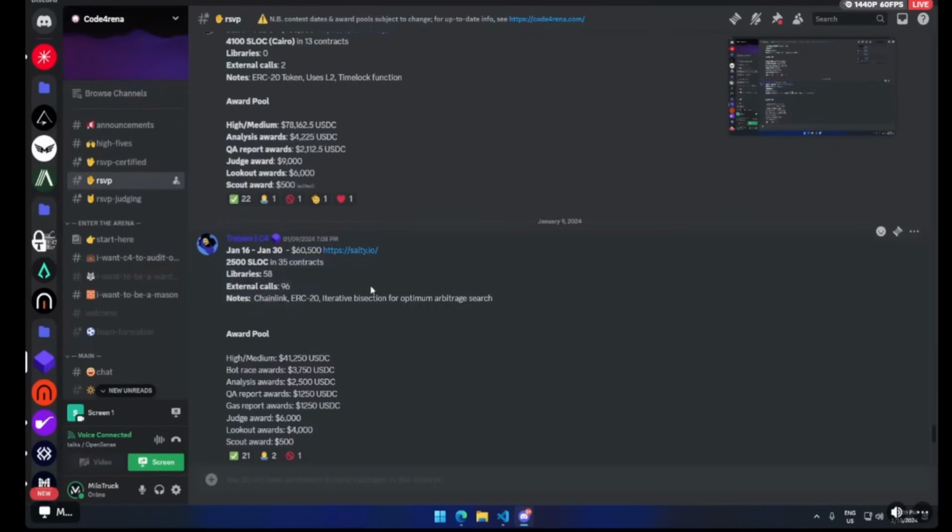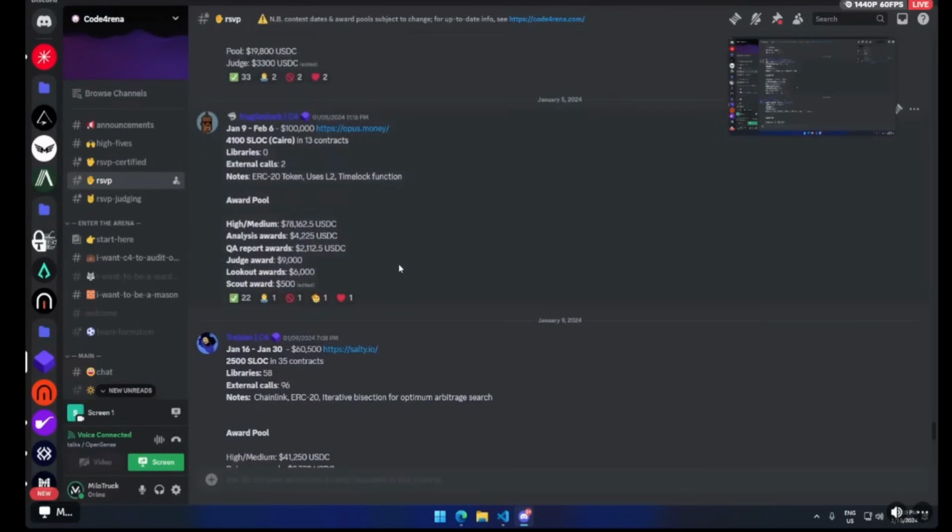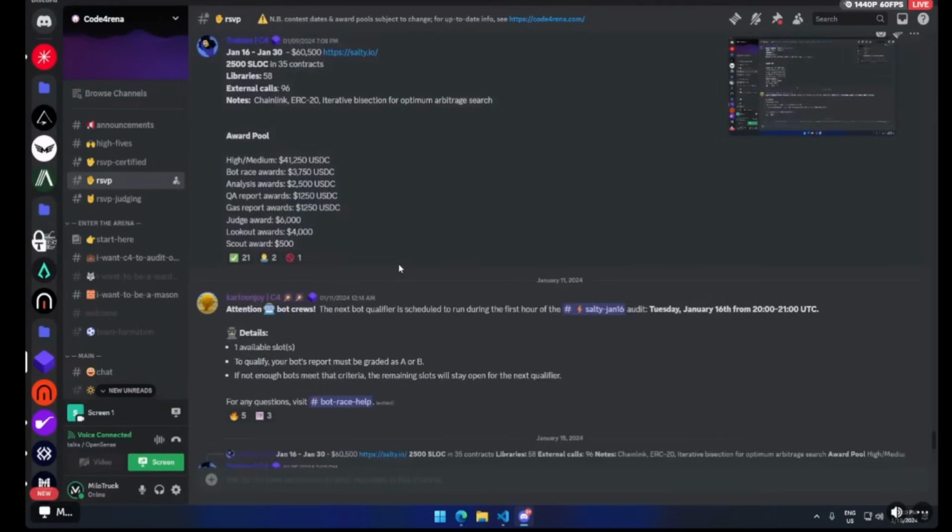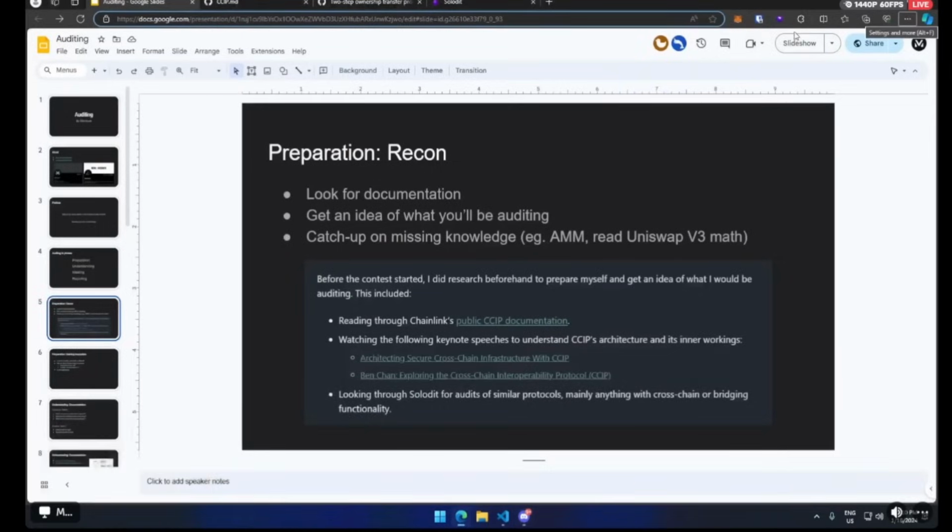But before I start looking at the code, I want to have an idea of what kind of protocol I will be auditing, like whether it's a staking protocol, whether it's NFTs, maybe it's a bridge. Yeah. So you look for documentation.